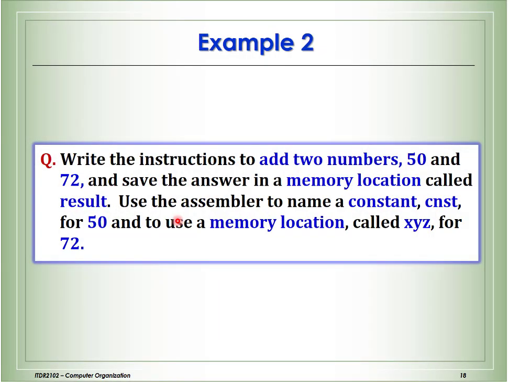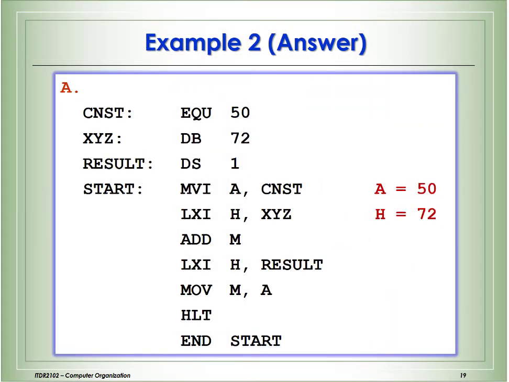Now example 2 here: write the instruction to add two numbers 50 and 72 and save the answer in a memory location called result. Use the assembler to name a constant for 50 and use a memory location called XYZ for 72. Okay, now see here. Now these are basically constant, XYZ, result, and start. If you notice here, these four are basically labels, or you can say user defined names.